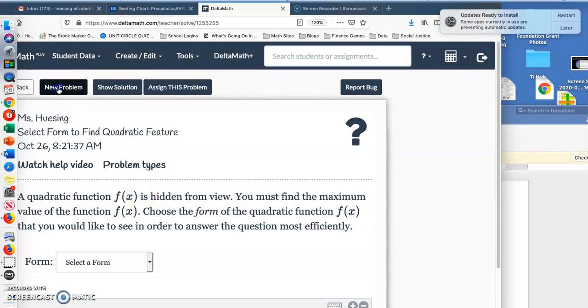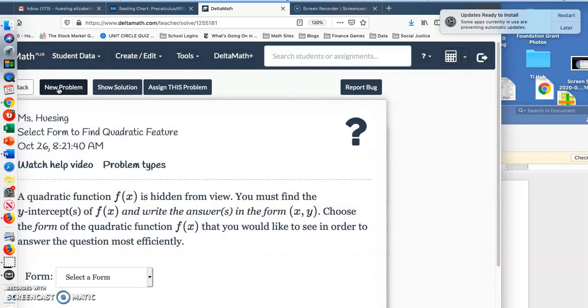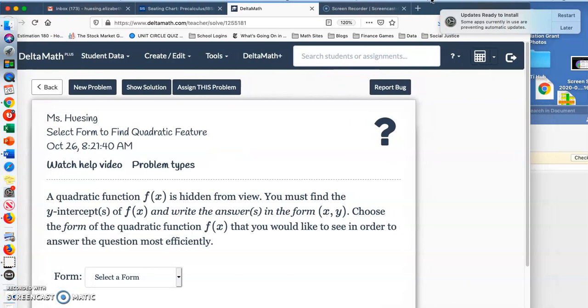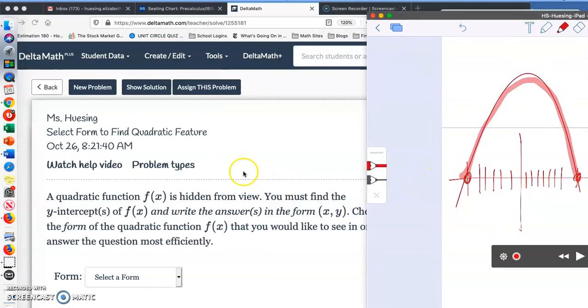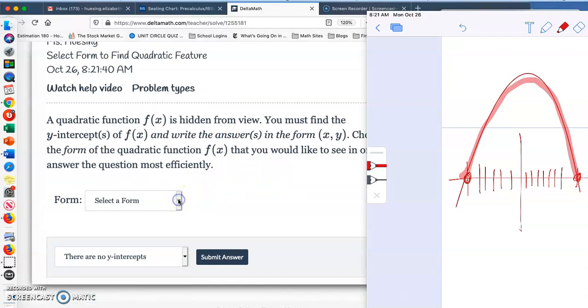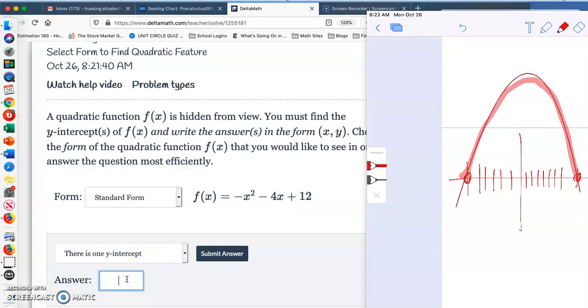So there's another maximum value, trying to find a bunch of different ones here. So here is one where it asks to find the y-intercept. And again, we talked about how the y-intercept could be any of these, but it's really easy to do in standard form. So our y-intercept, when we plug in 0, so 0 squared minus 4 times 0 plus 12. So there's one y-intercept, so that would be the coordinate 0, 12.